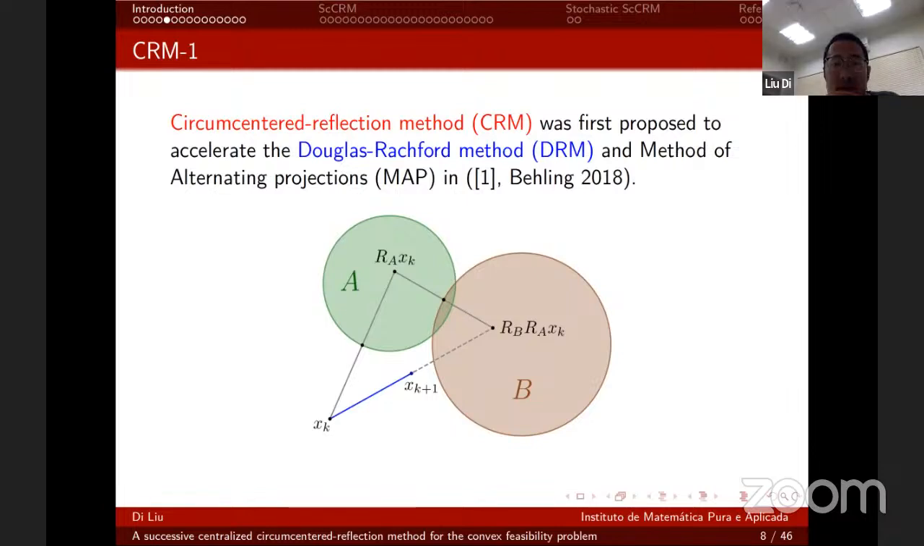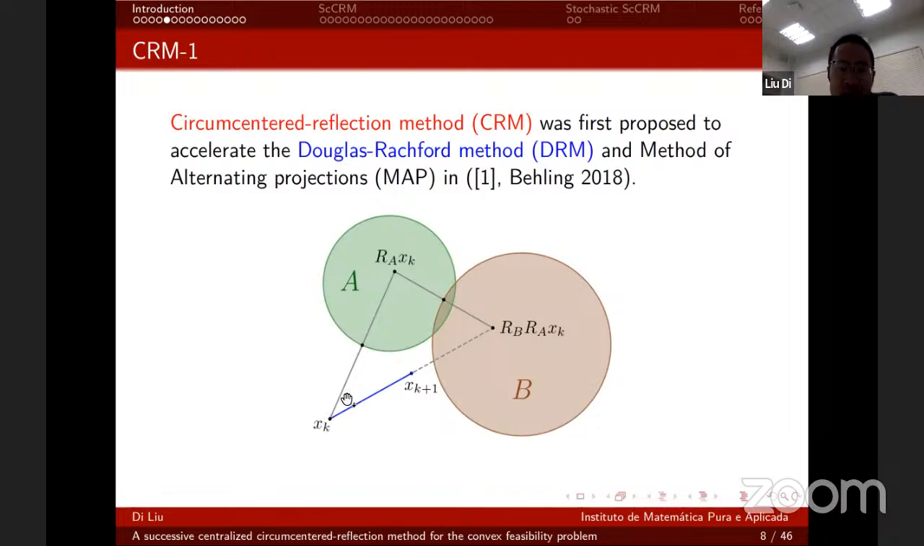Here I want to say something about Douglas-Rachford. Actually, Douglas-Rachford was first proposed in the 1950s for solving the boundary problem for the heat equation, and later Lions and Mercier introduced the Douglas-Rachford method in the 1970s for finding the zero point of maximal monotone operators. Douglas-Rachford is a very general framework for many problems. For the feasibility problem, it is available, but it can only get a linear rate.